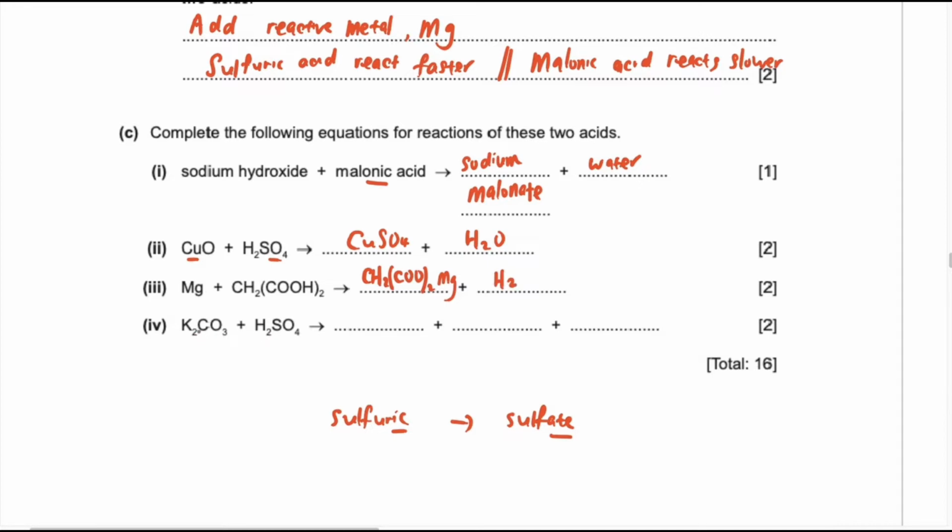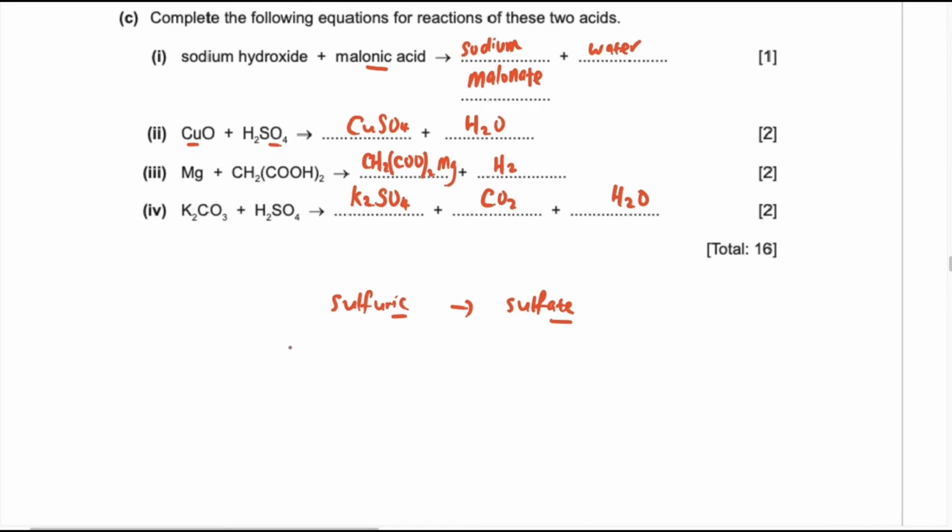Metal carbonate plus acid should become salt, CO2, and water. So the salt should be potassium sulfate, K2SO4, carbon dioxide and water. Then we check whether it's balanced or not. Yes, it's already balanced. So that is how the question asks. You will realize the notes are not so deep, but the question is deeper. They ask the extension kind of question, not the basic question. Now let's continue with the notes.